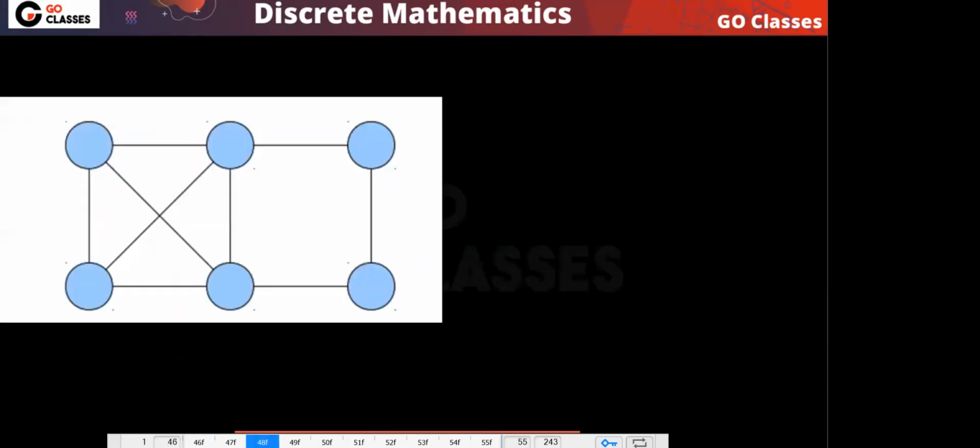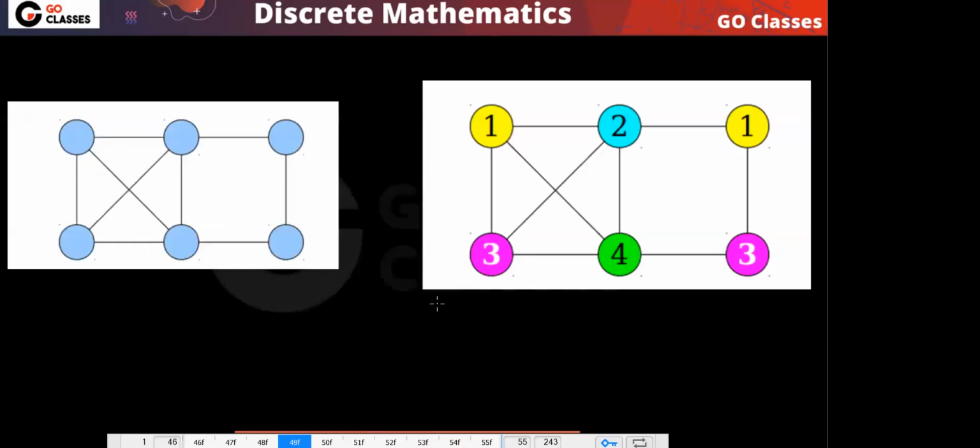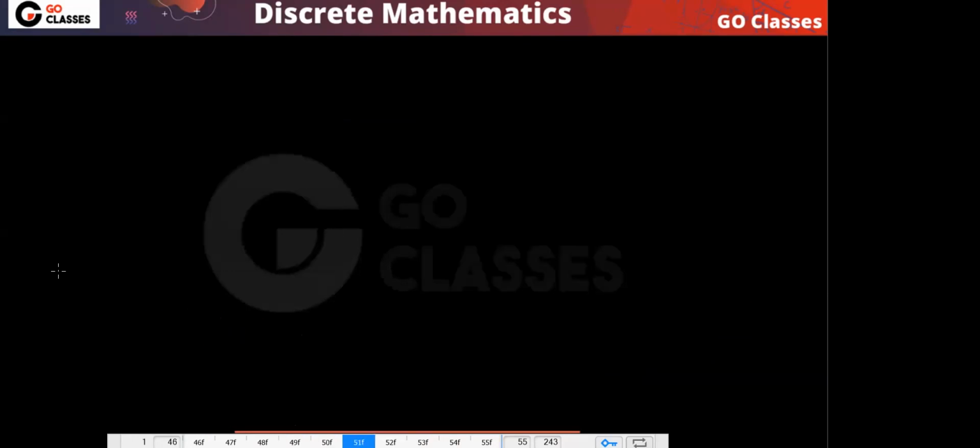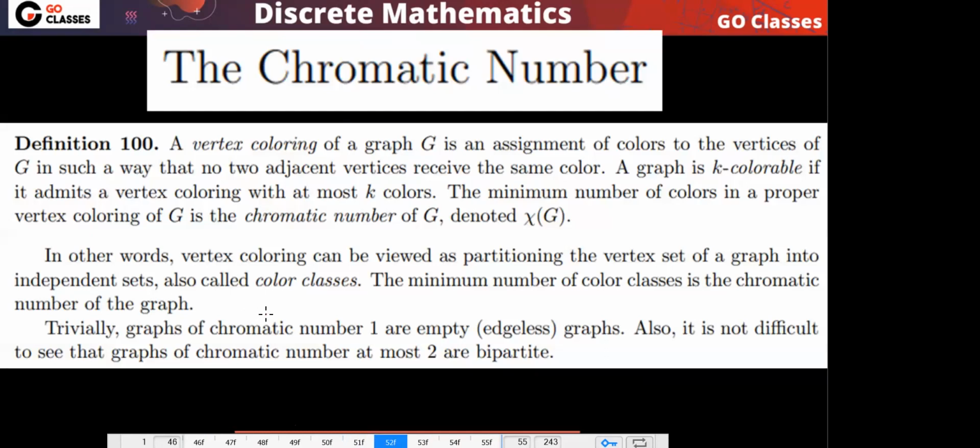Let's move on. This graph we have already seen, and you can notice that this is 4 colorable. So for this graph, the chromatic number will be 4. Now let's see one by one for many different graphs. Remember, k colorable means you can color using at most k colors. And the minimum number of colors that you need, that is your chromatic number.